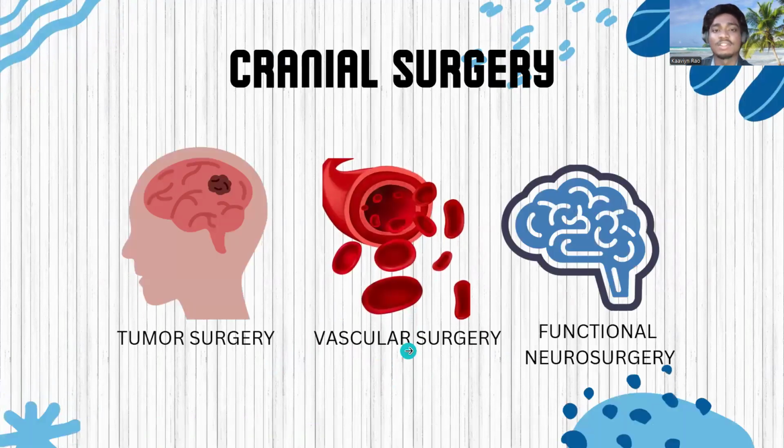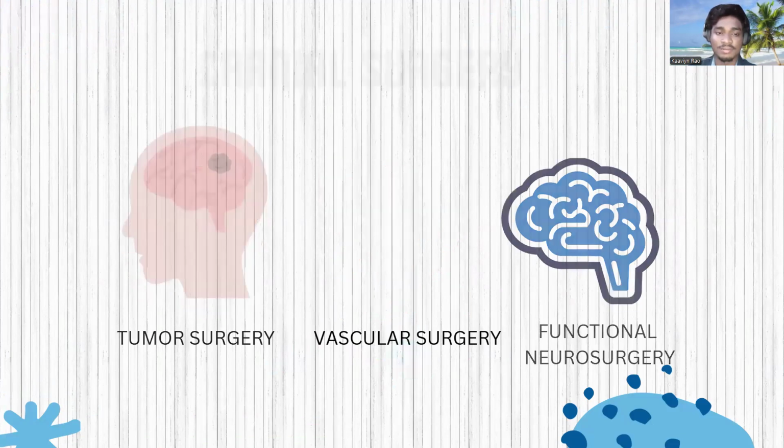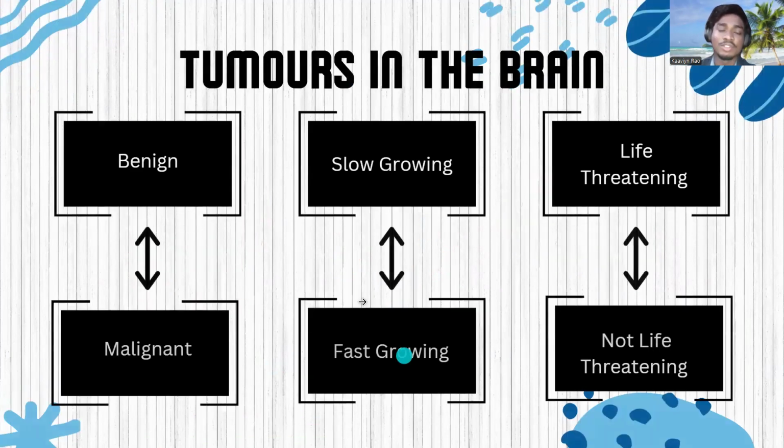First we'll start with cranial surgery. There are many types of cranial surgery, which are tumor surgery, vascular surgery, and functional neurosurgery. So what is tumor surgery? There are many ways you can diagnose tumors in the brain. For example, benign and malignant, slow growing, fast growing, life threatening, and non life threatening.